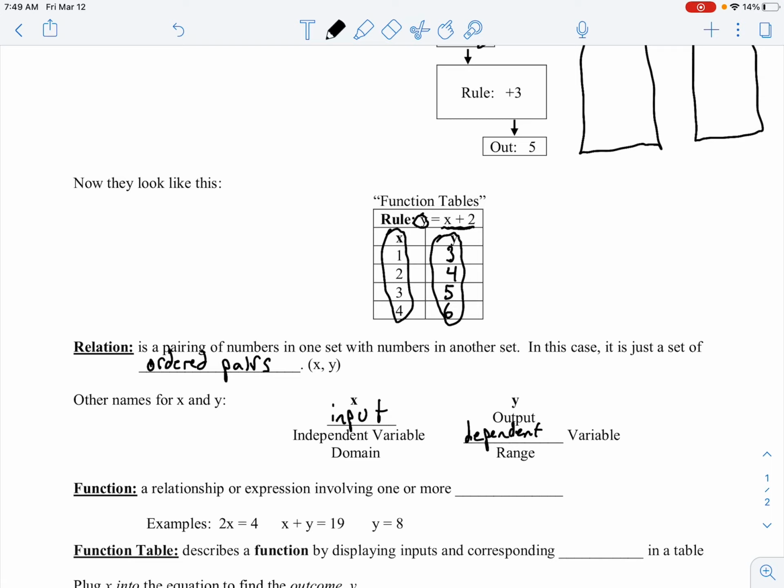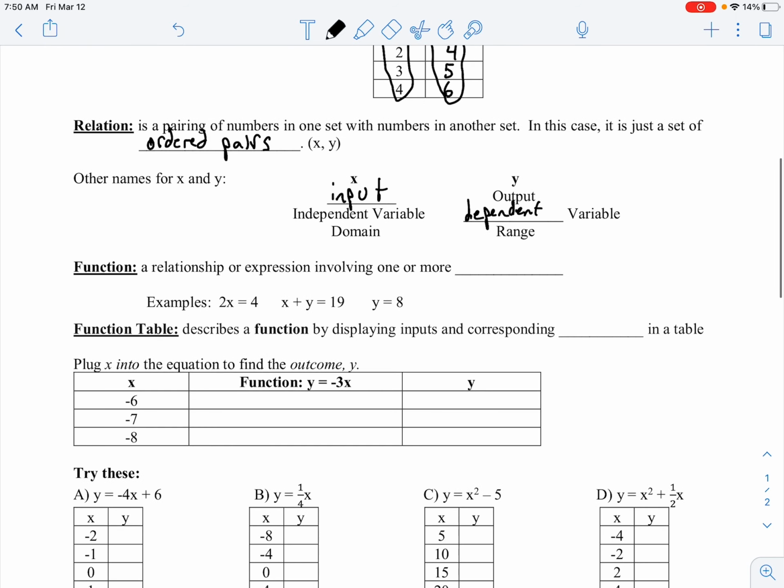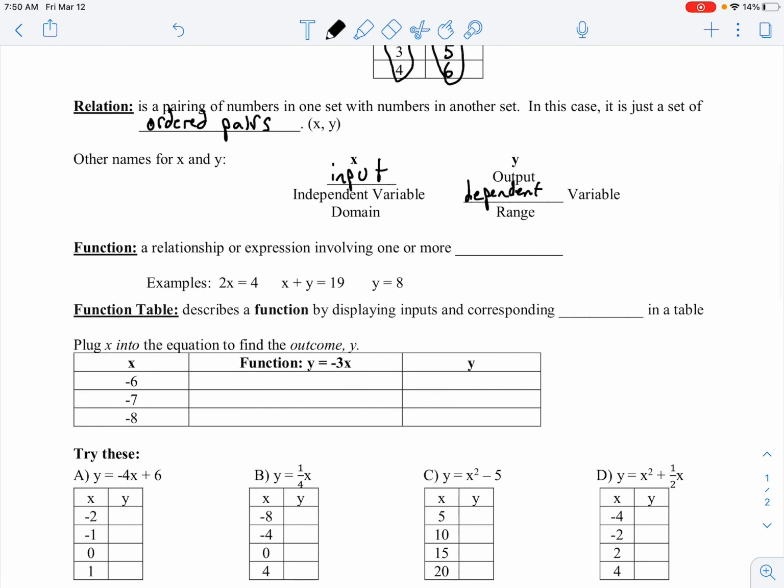So we call y the dependent value because, like in our table, the value we got for y depended on what we put in for x. And we could really choose anything we wanted to for x to get a y out of it. And that's why x is our independent variable. It doesn't matter what x is. All right, so all a function is, it is a relationship or expression involving one or more variables.